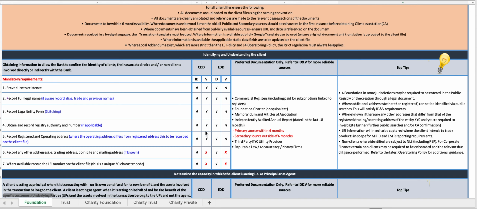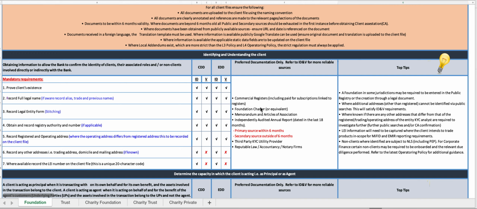So basically for CDD, majority of this is required, but ID and V, so identification is required for CDD and EDD for all this list for identifying and understanding the client. And in verification, the last two are not required, possibly, and it's optional for EDD and CDD, which is the operating address, trading address, sorry, and the LEI number.